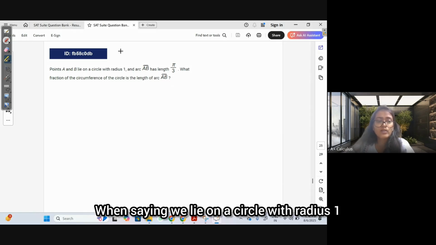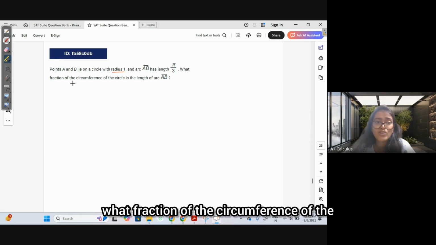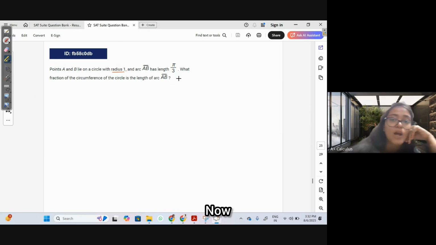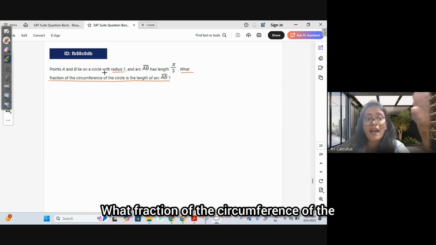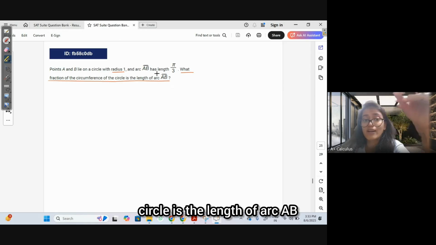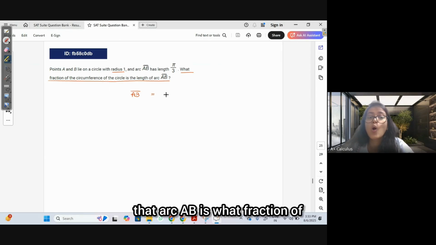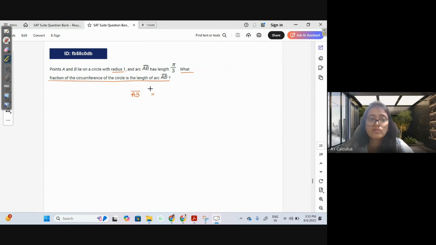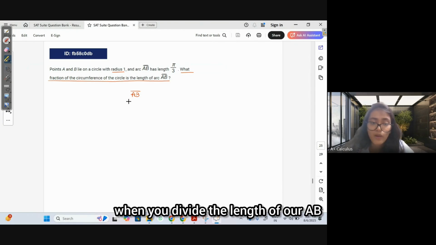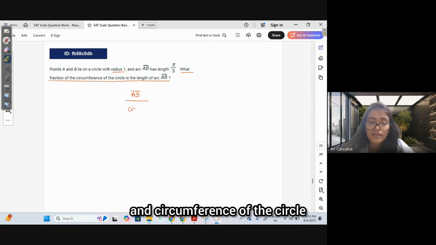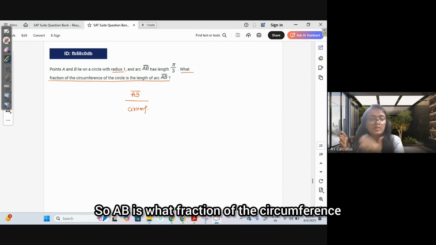Points A and B lie on a circle with radius 1 and arc AB has length pi by 3. What fraction of the circumference of the circle is the length of arc AB? Now, I have seen that this statement confuses a lot of students. The other way of saying the same statement is: arc AB is what fraction of the circumference? That means we have to find the fraction when you divide the length of arc AB by the circumference of the circle.